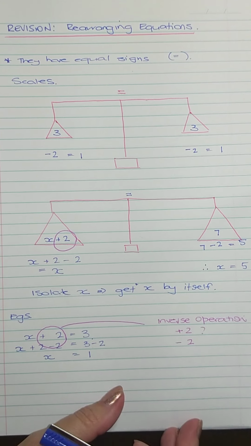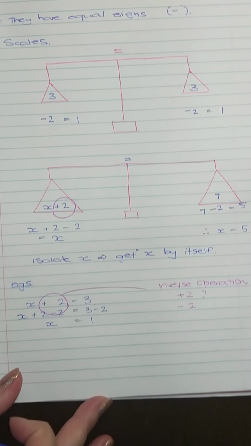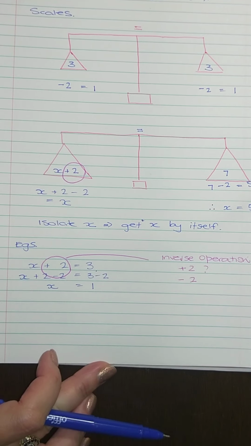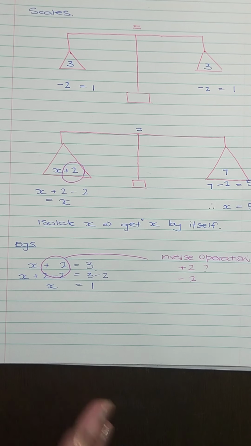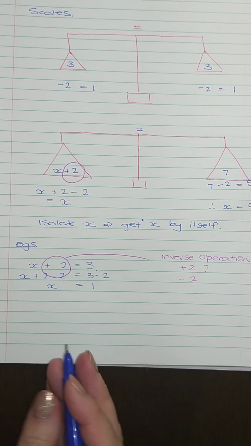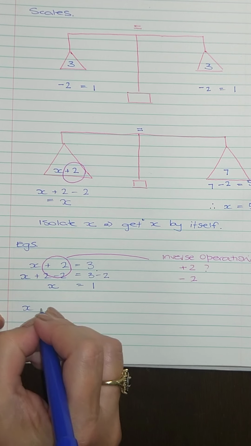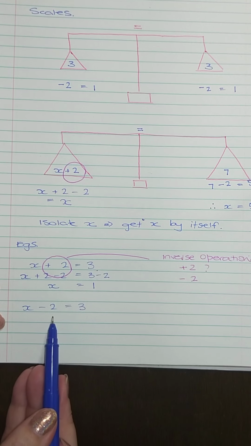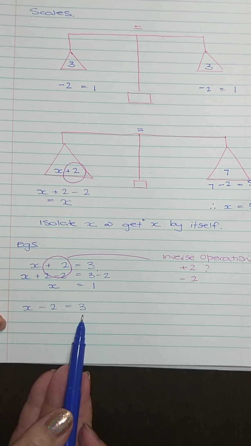All right, let's do one more fairly easy one. Just lining up my book here. It's a bit difficult, bear with me. Let's do x minus 2 equals 3. So some number minus 2 equals 3.